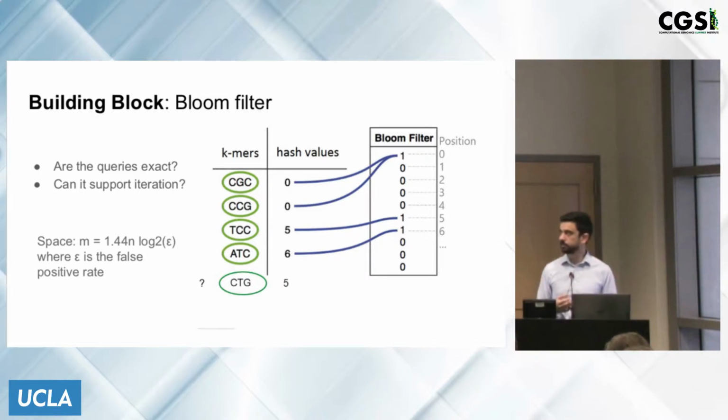Since you cannot do exact membership, you cannot support iteration, and in fact, there's no way to iterate all the elements in a Bloom filter. So it's very limited in its applications, only approximate membership. But the advantage is the space: it uses linear space in the number of k-mers you have, and the constant is very small, 1.44, times log of epsilon, where epsilon is the false positive rate. So if you tolerate a higher false positive rate, or want a low false positive rate, then you can make it slightly larger, but still efficient.